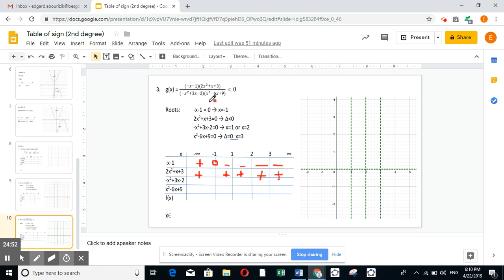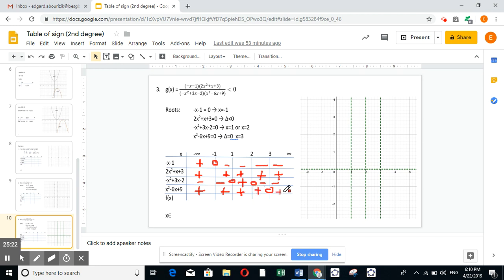The third one, I have two roots. The roots are 1 and 2. Same sign as a because I have delta positive. a is minus, same sign, then opposite sign, then same sign as a. And the last one, delta equal to 0. The double root is 3. I look at a, same sign as a. Since a is positive, all is positive.